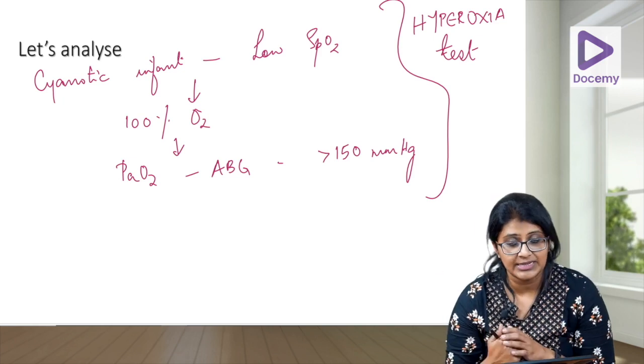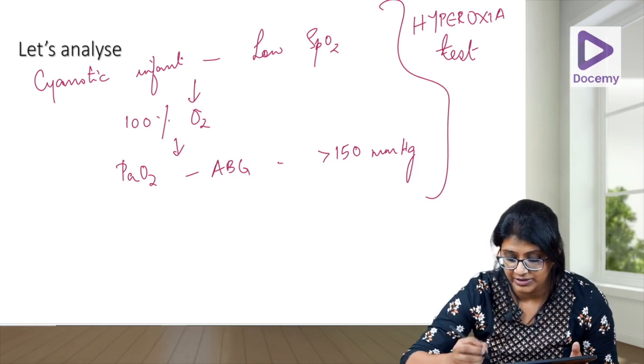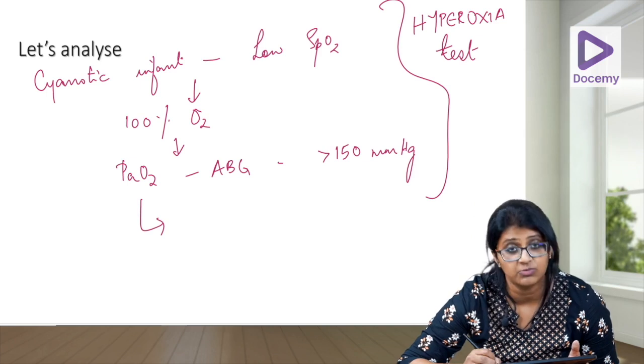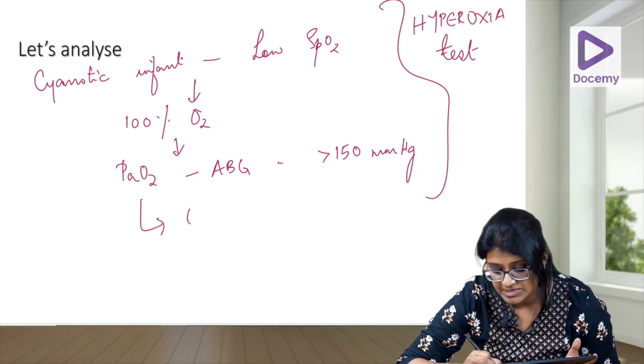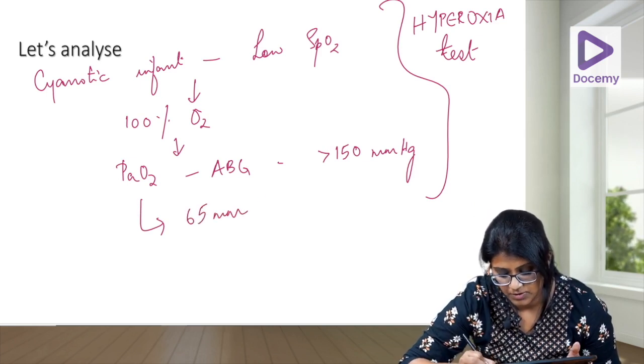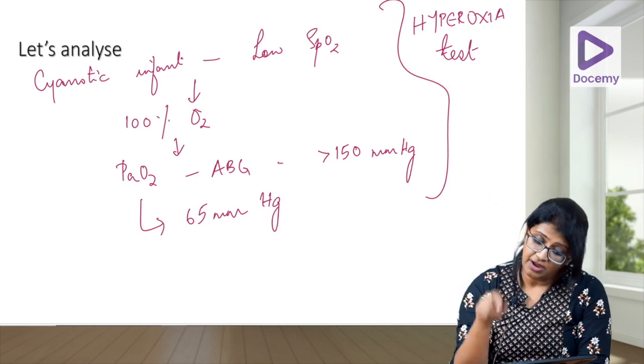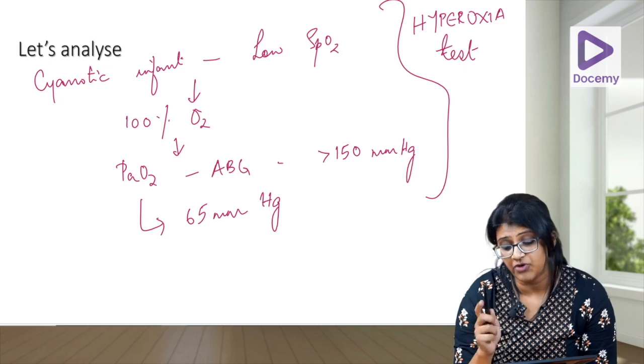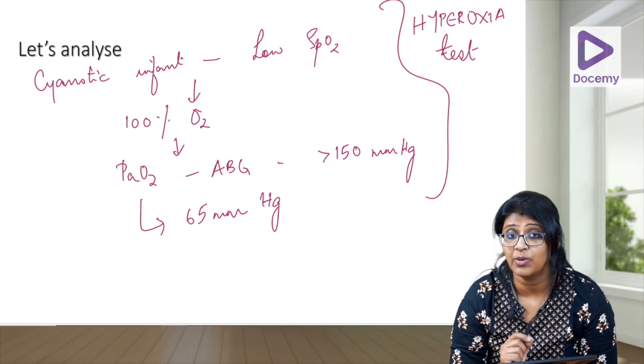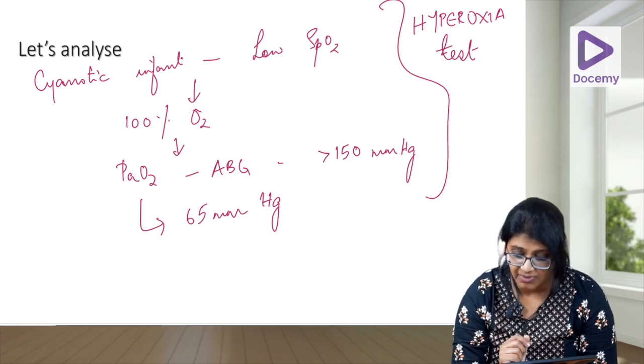Once you did a hyperoxia test, in this particular infant you found that your partial pressure of oxygen was only around 65. Okay? So, no matter what you are doing, despite the fact that you are administering 100% oxygen, the partial pressure of oxygen in this child does not climb to more than 65 millimeters of mercury.